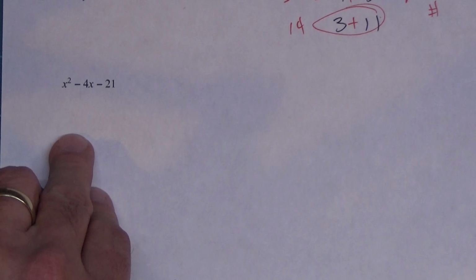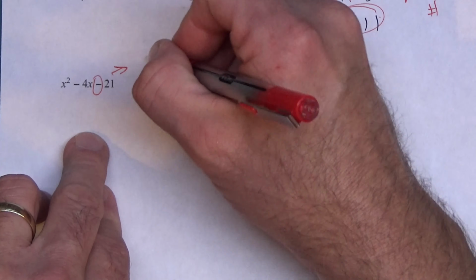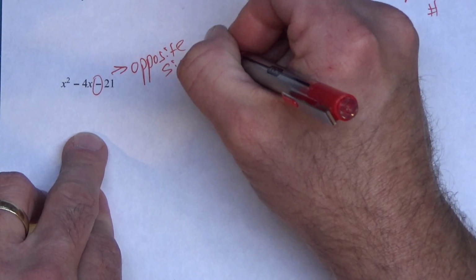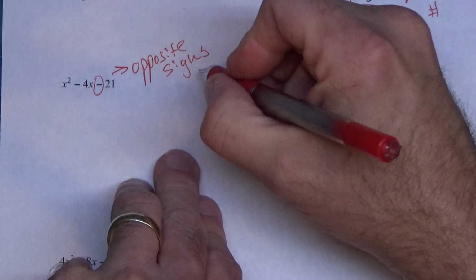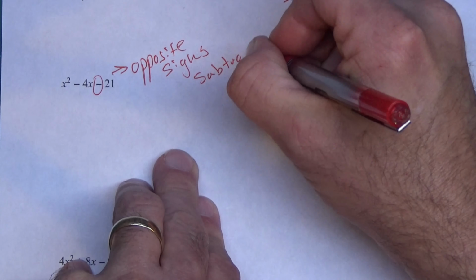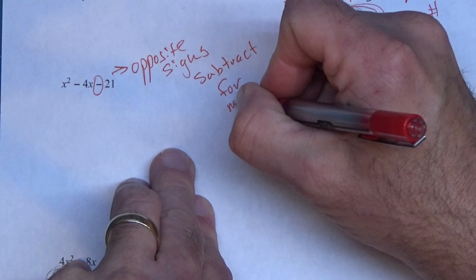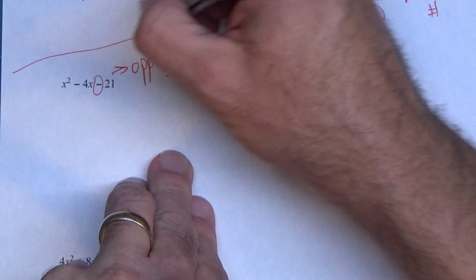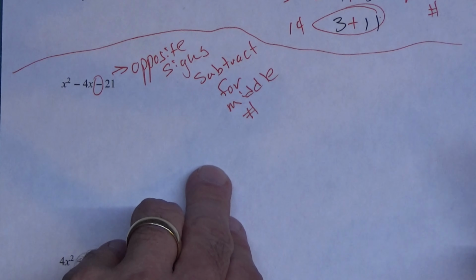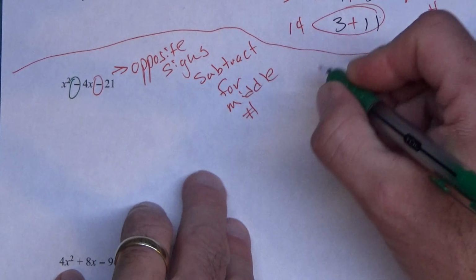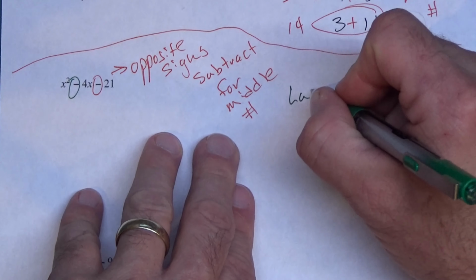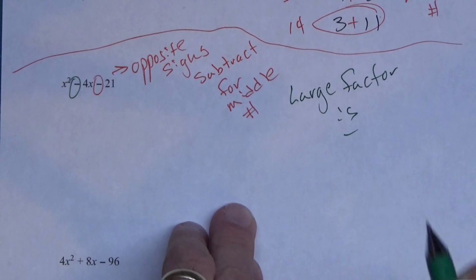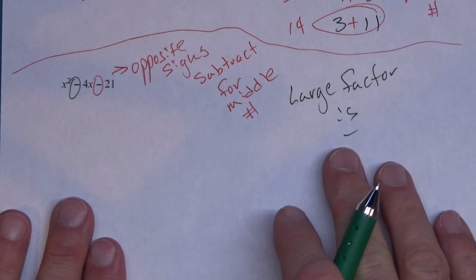And we'll notice the second sign this time is negative. So we're going to have opposite signs. Okay. We're going to subtract from the middle number. Okay, let's draw a line separating our problems. And this sign over here is negative, so the large factor is negative. Okay, so my large factors are going to be negative.